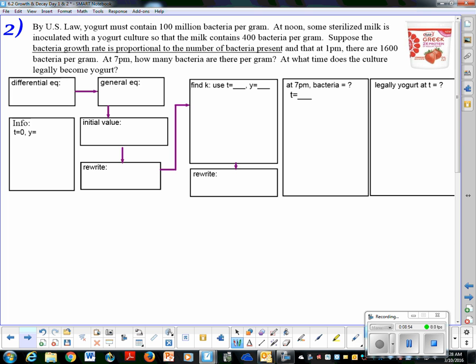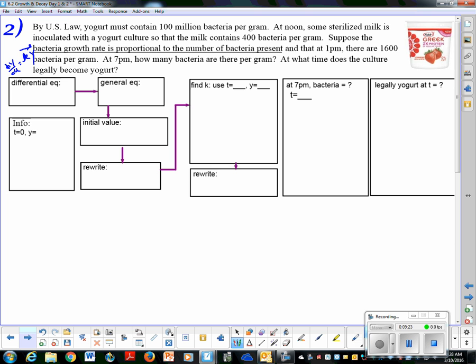Well, that indicates right there that this is going to follow the laws of growth, so that we know dy/dt is equal to some k times y, the amount present. And then at 1 p.m. there are 1,600 bacteria per gram. At 7 p.m. how many bacteria are there per gram? And at what time does the culture really become yogurt that we can officially label it?